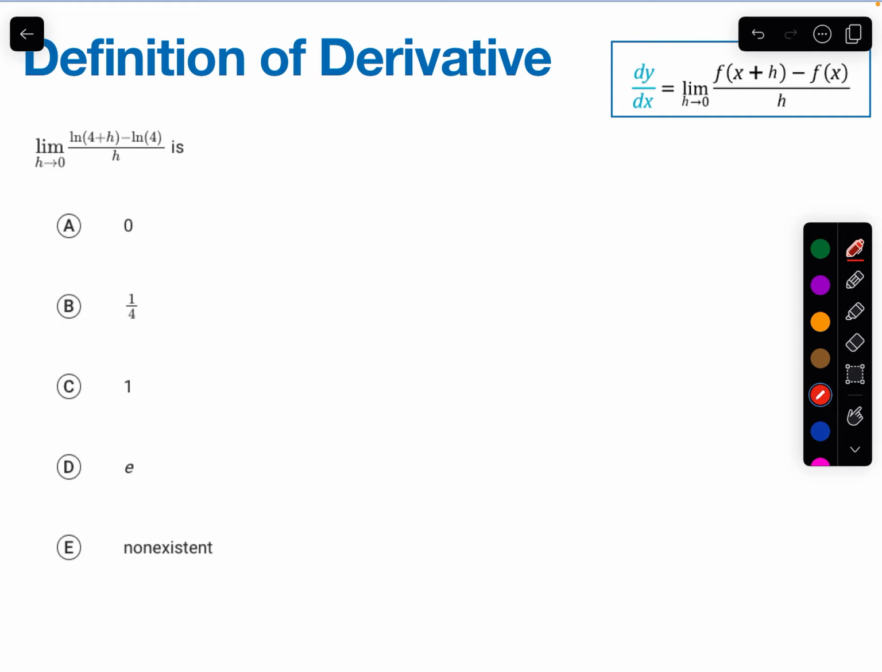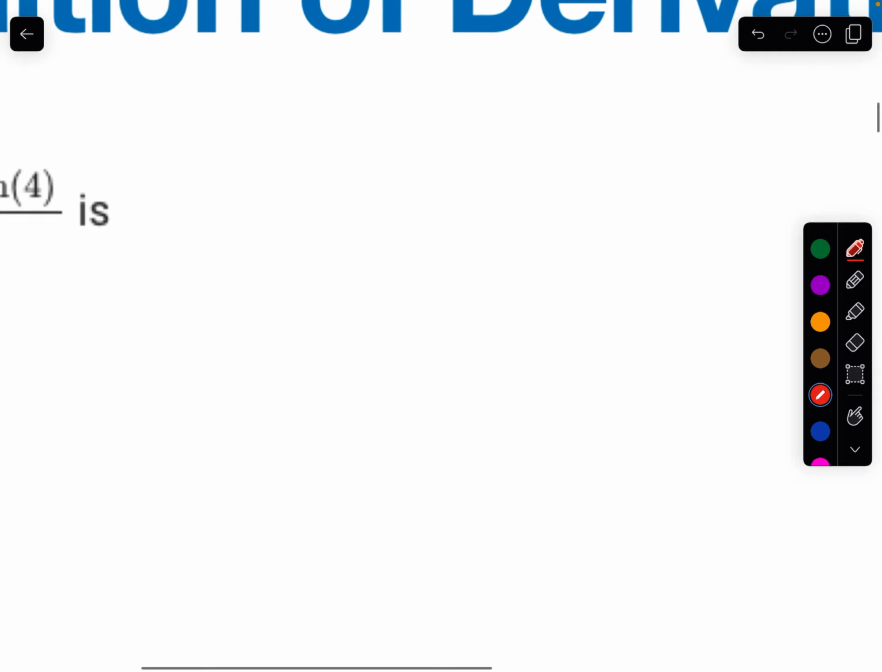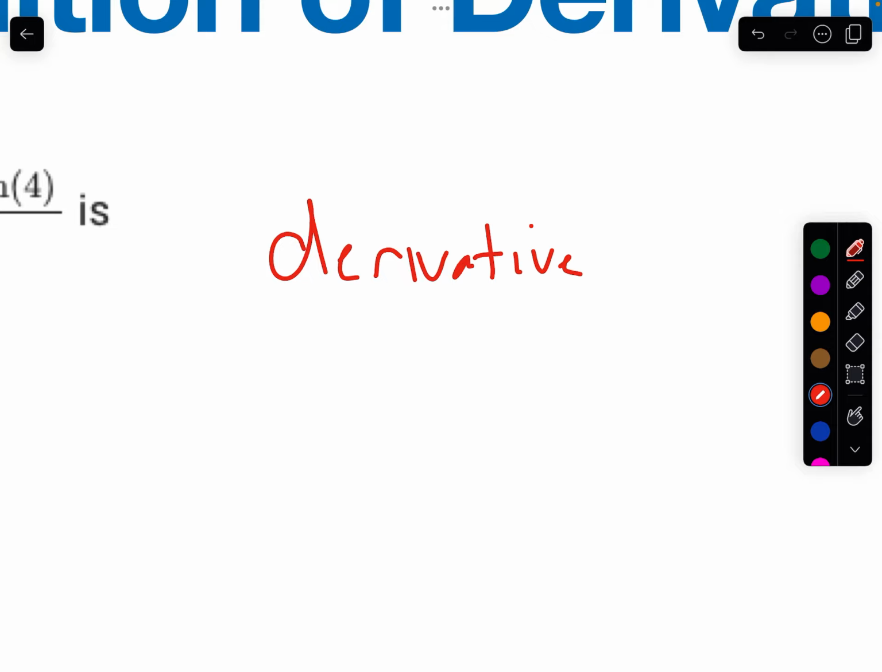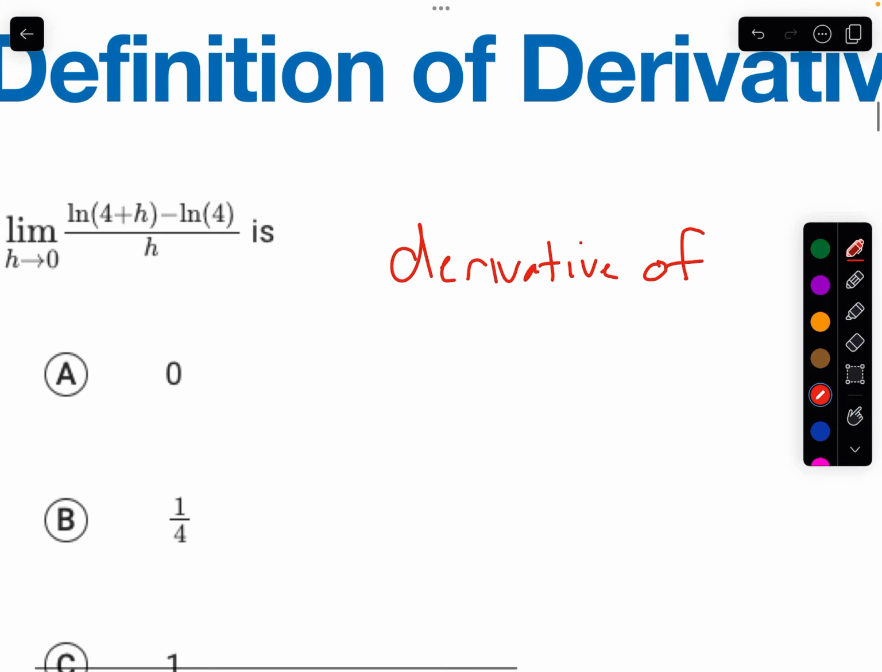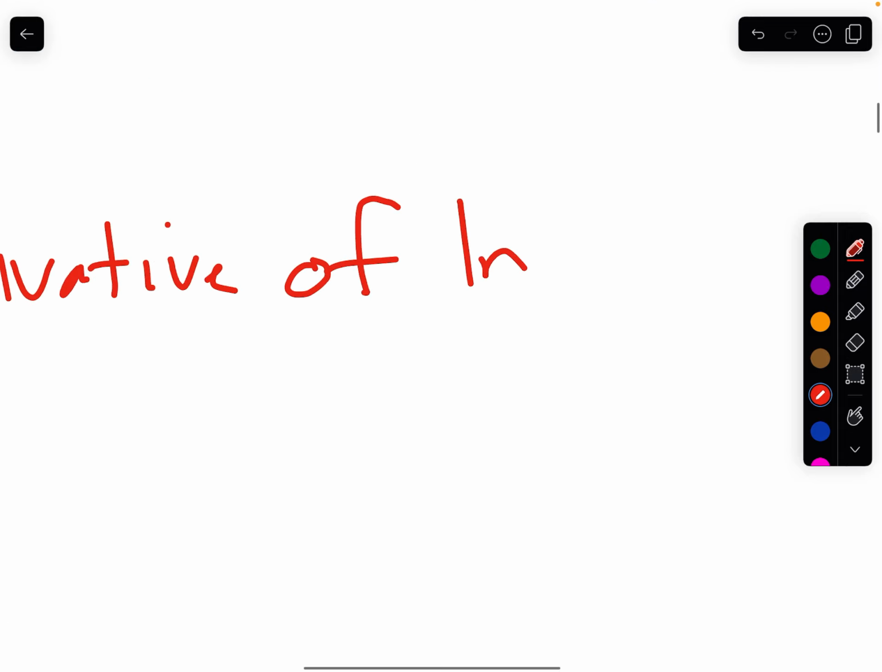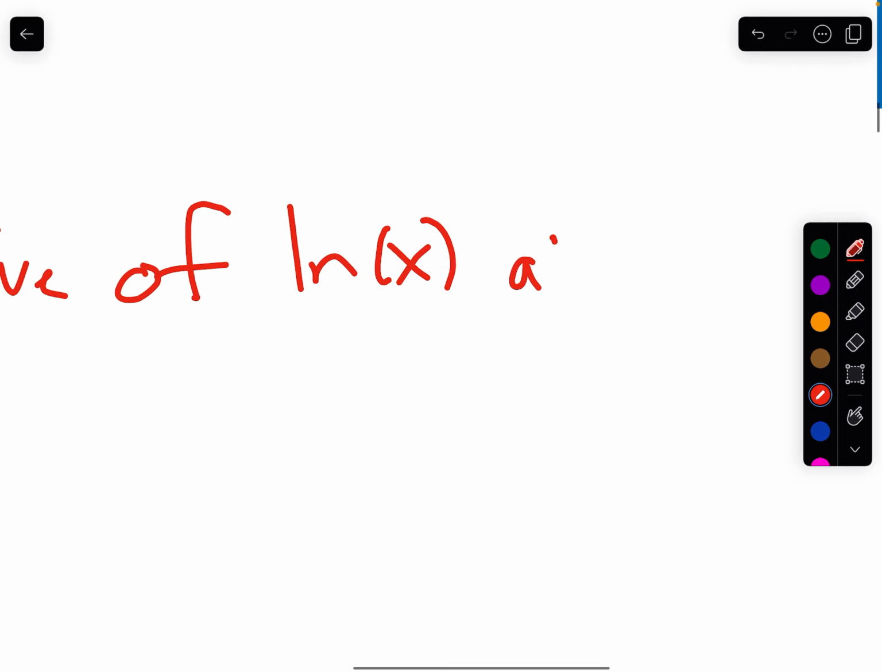To get right to it, when you see a question like this on the exam, we have to recognize that although this question might look a little bit intimidating, at the end of the day, this is asking us for the derivative of, look at the function that's being used here. It's natural log of x plus h minus natural log of x, right? Where x is 4. So this is asking for the derivative of natural log at x equals 4. That's all it's asking for.